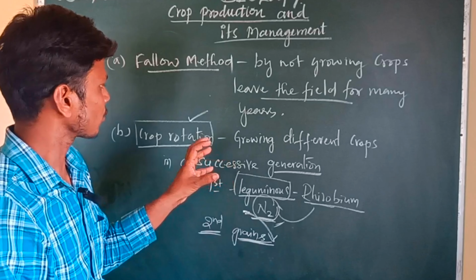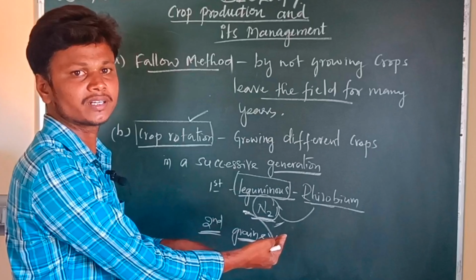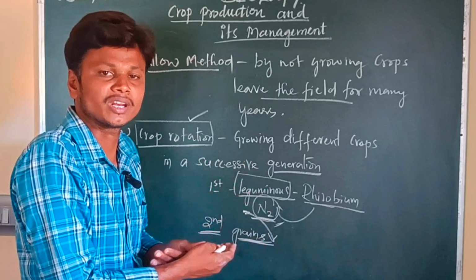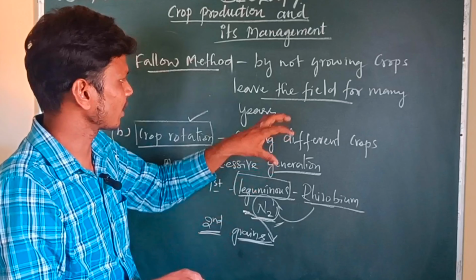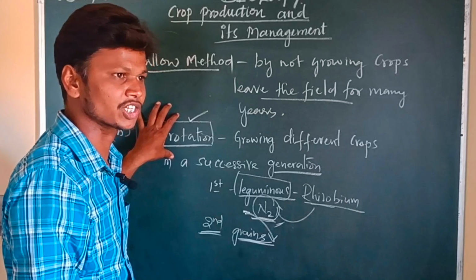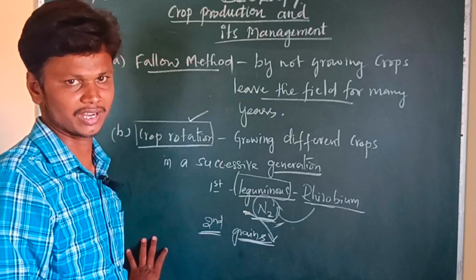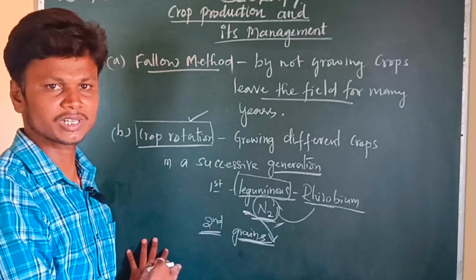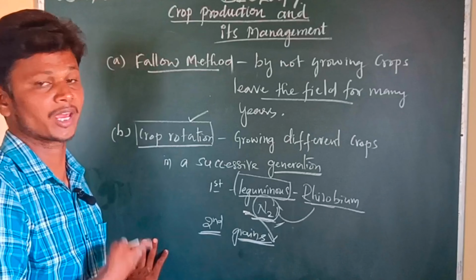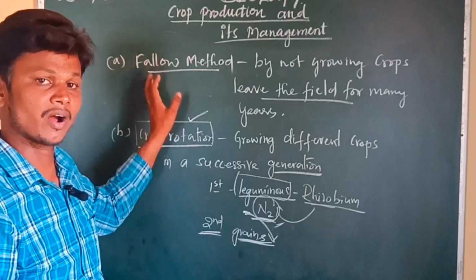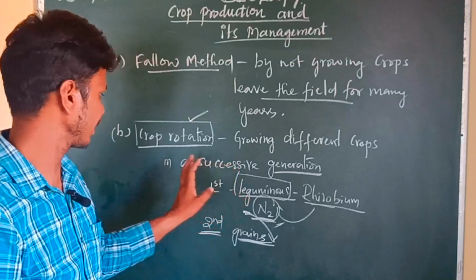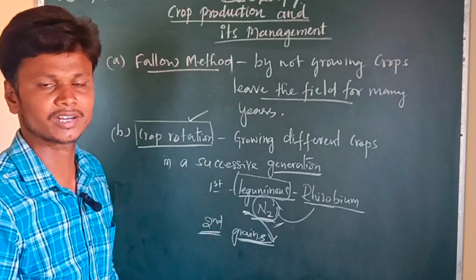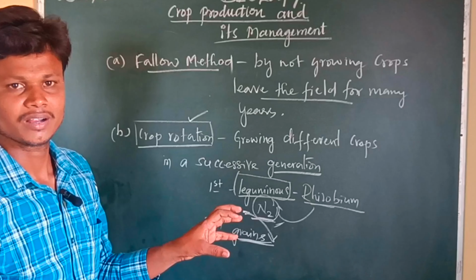Which of the following is not a method to increase the soil fertility? They will give options like fallow method, crop rotation, adding manures and fertilizers, plowing. So which one is not correct? Obviously plowing. By plowing we cannot increase the soil fertility. By adding manures and fertilizers we can increase the soil fertility. By crop rotation we can. By fallow method of course we can. Okay, by plowing we cannot.